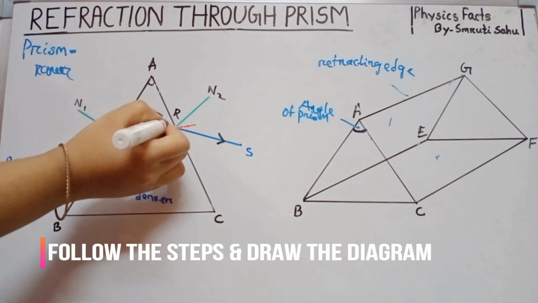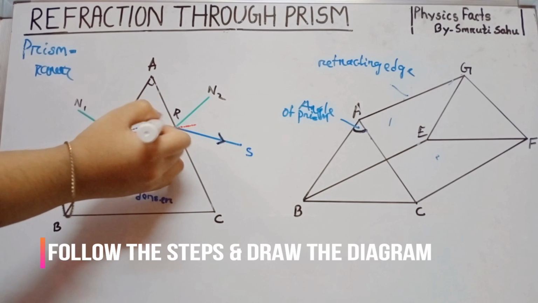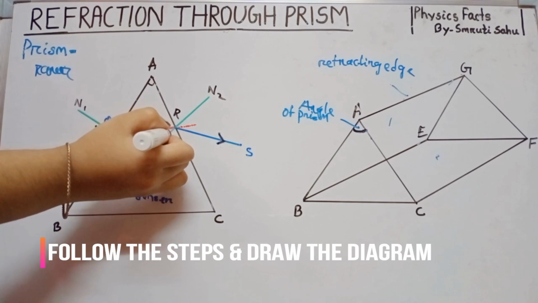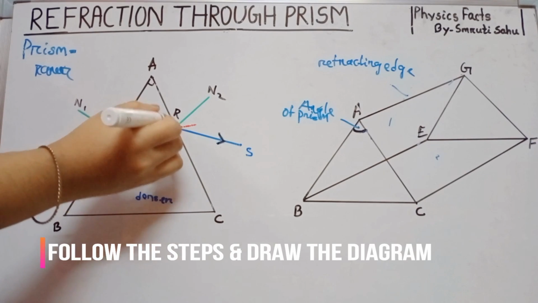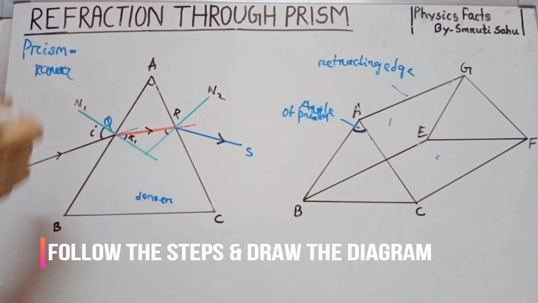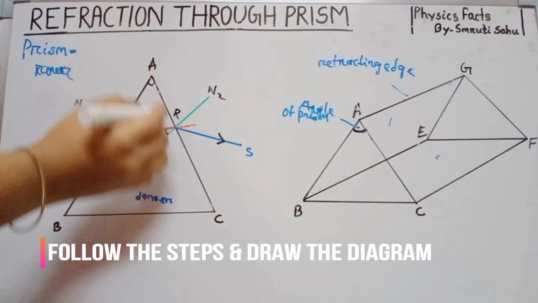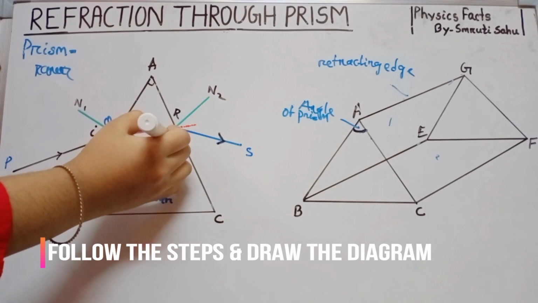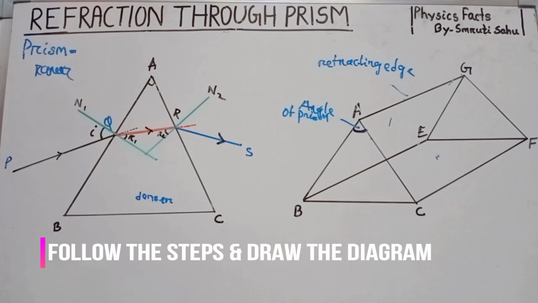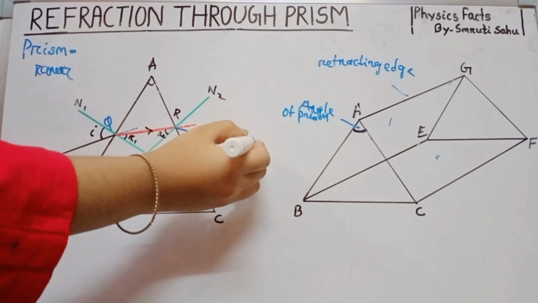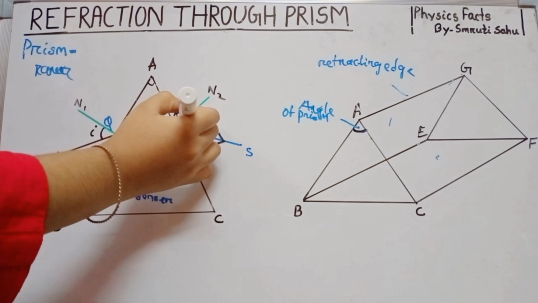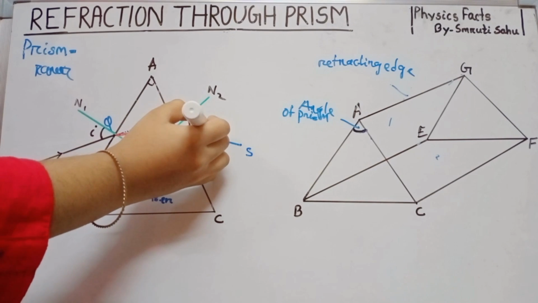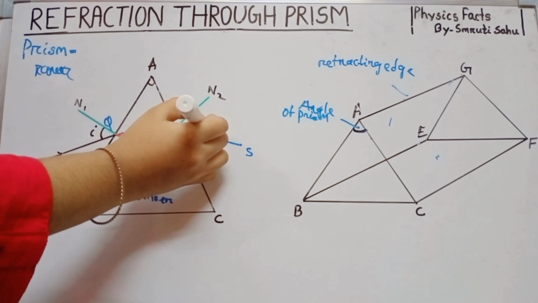Now for the second refracting surface, the angle between this incident ray and normal is the angle of incidence, because the refracted ray acts like an incident ray. For the second refracting surface, take this angle as r2. And this is the emergent ray, the angle between the normal and the emergent ray. This angle is the emergence angle. Take it as i1.